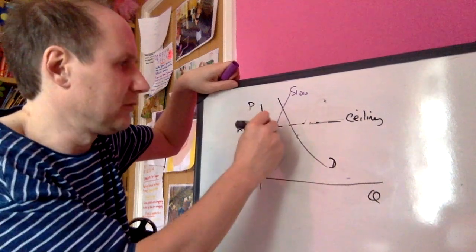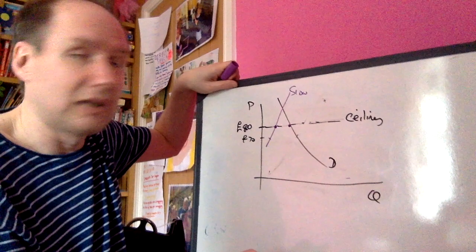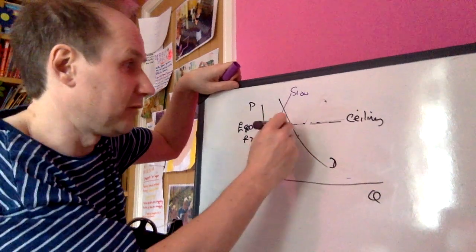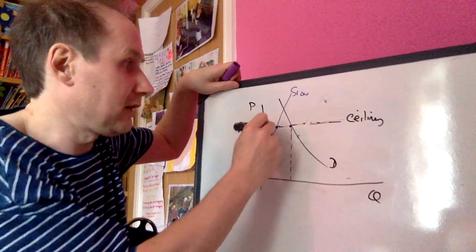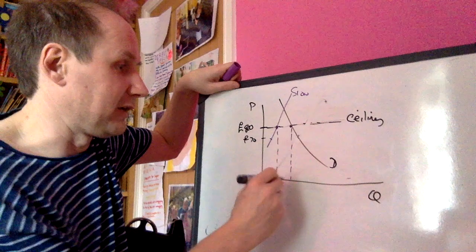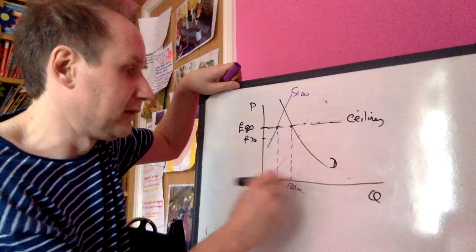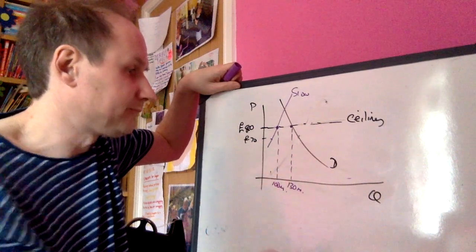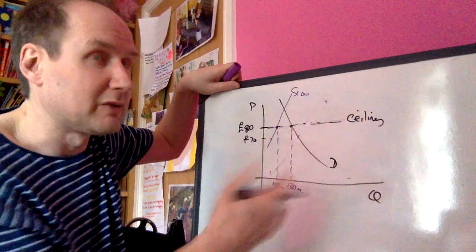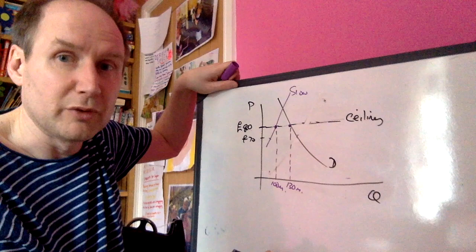And at the ceiling, the government has said, I'm not going to allow the price to rise above £80, so you're going to have to do something about it, because at that price of £80, there's excess demand. So demand is, say, 130 million, but supply is only 100 million. Therefore, we've got a problem: there's demand for 30 million tons of rice more than there is supply.